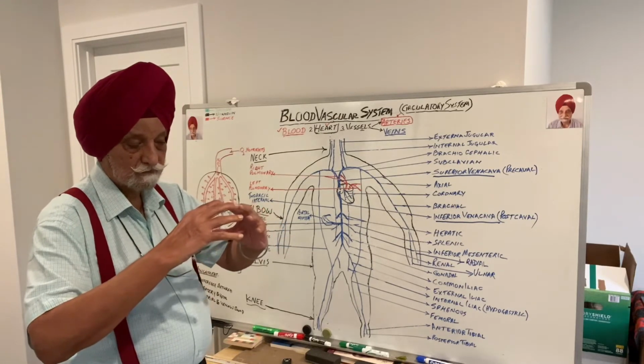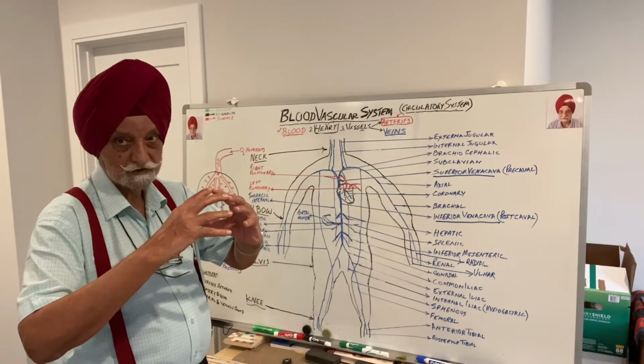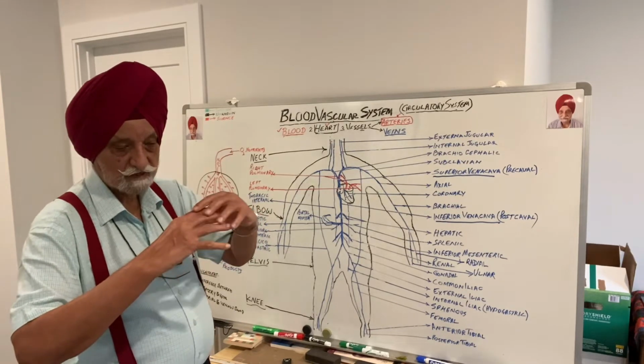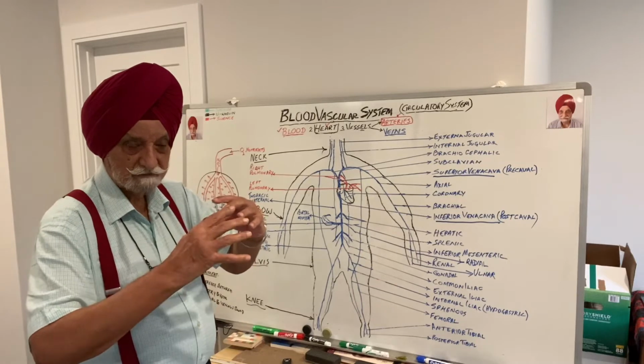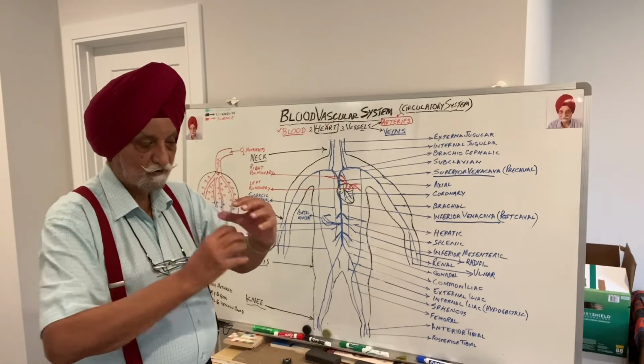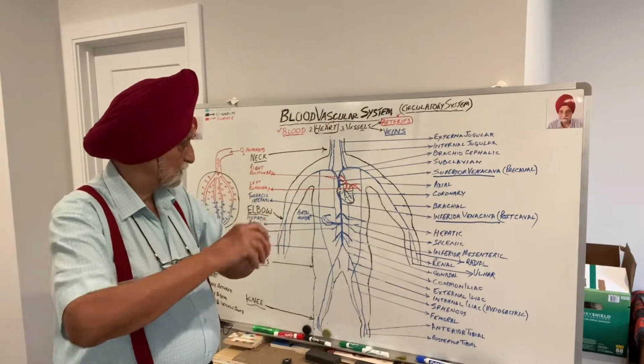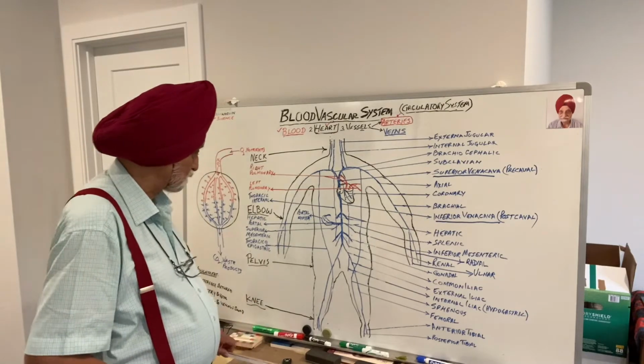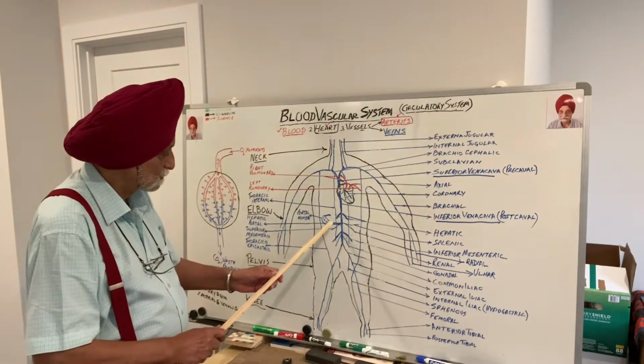This system, this process, where the veins come into the organ and split up and then rejoin to form the bigger vein, is called the portal system. So here, this is the portal system.